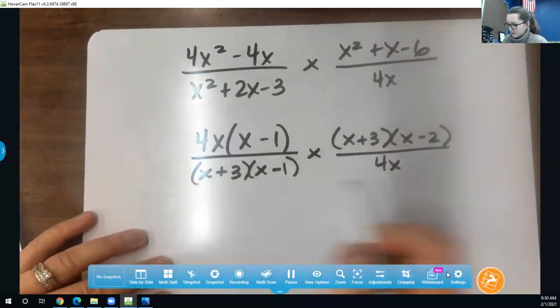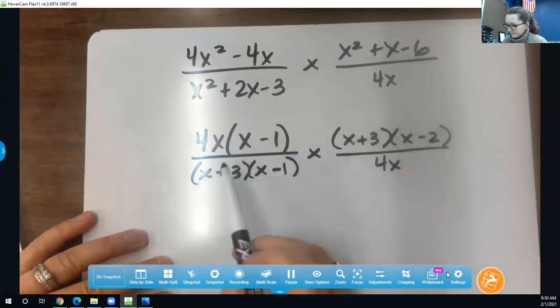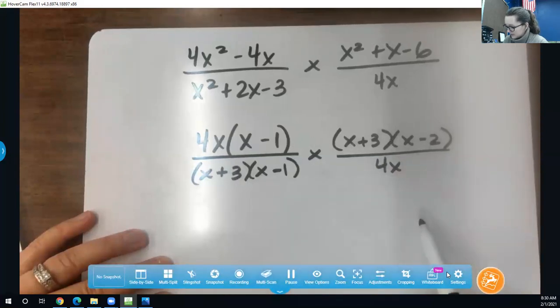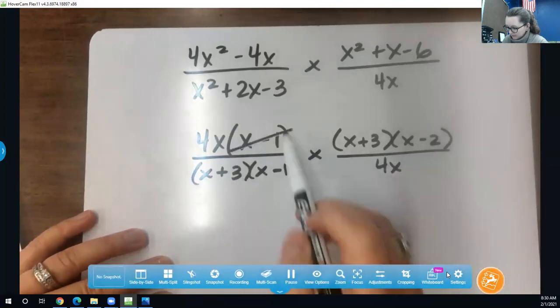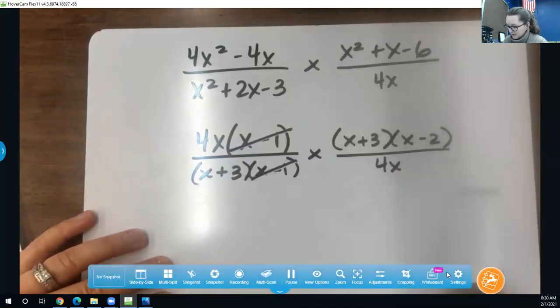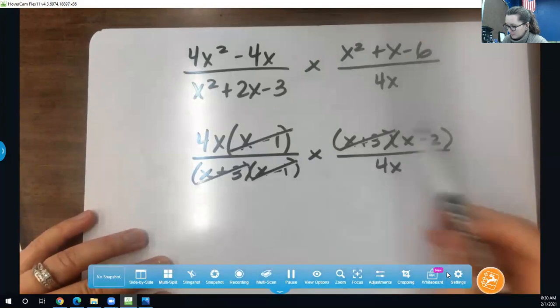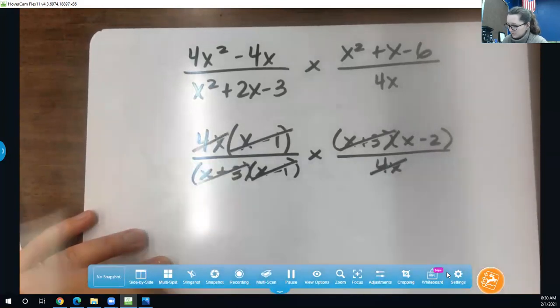Now I can look to cross cancel, right? You can multiply straight across and just mush them all together, or you can go ahead and cross cancel. I know these can cancel here. Anything on the top can cancel with anything on the bottom. This is coming out quite beautifully.